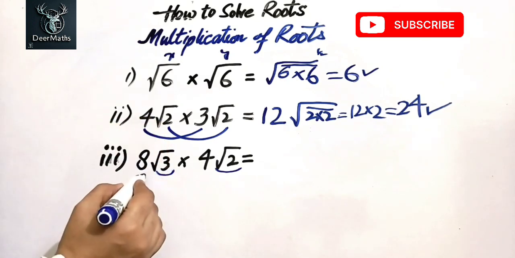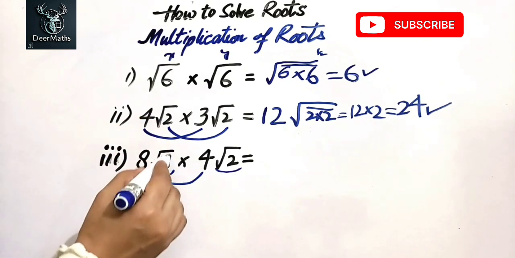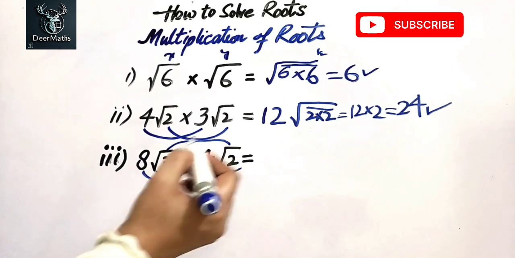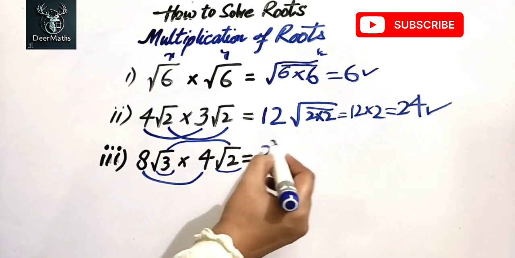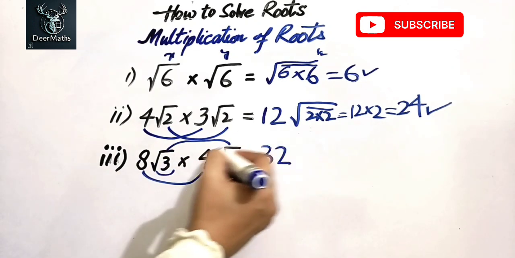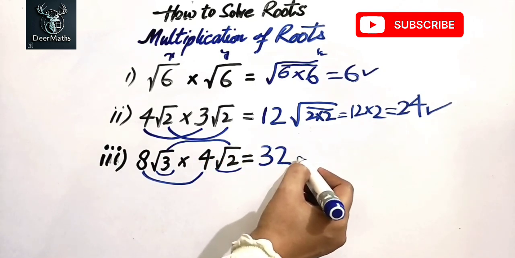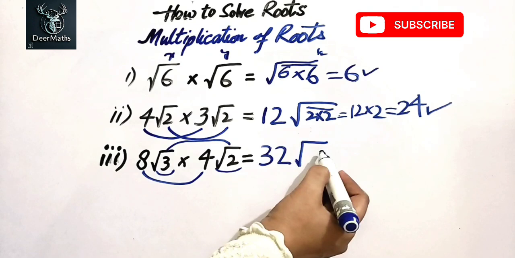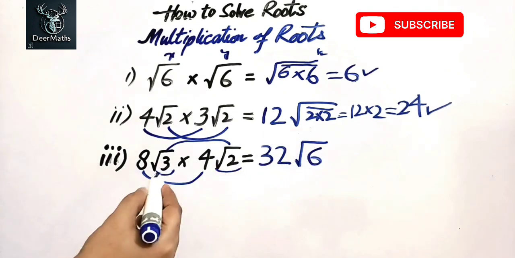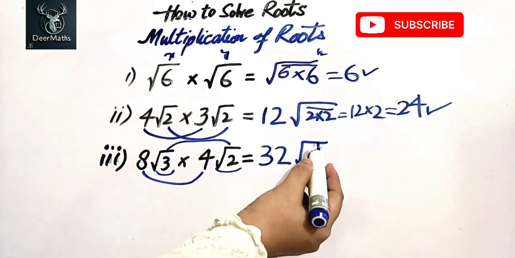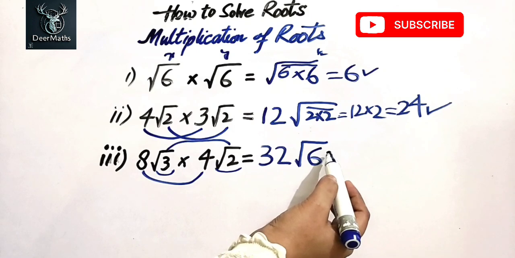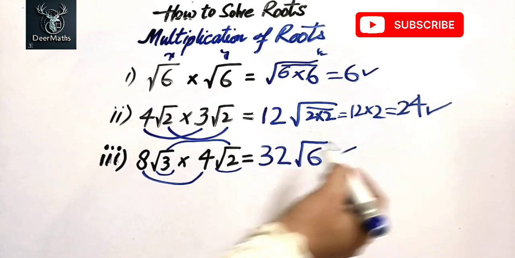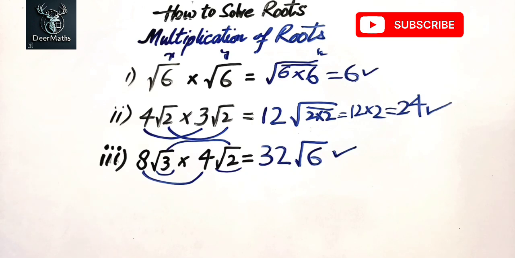Okay, now this time the variables are different, but multiplication is possible in the variables. So 8 multiply by 4 and under root 3 multiply with under root 2. 8 4s are 32, and under root 3 multiplied with under root 2 is equal to 3 2s are 6. So 6 is not a pair, so 6 does not come out of the root. So 32 under root 6 is our answer. Okay.